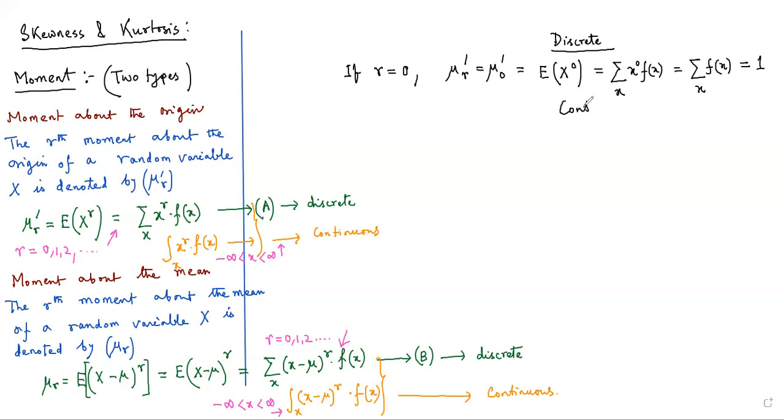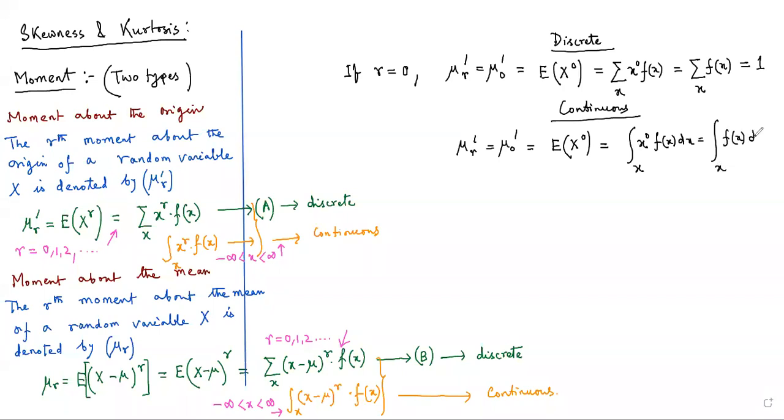Similarly, for the continuous case, if I want to calculate mu r prime at r equal to 0, this would be expectation of x to the power 0. We will consider this integration, which is nothing but integration over f(x) dx, where the total probability is 1. Okay.